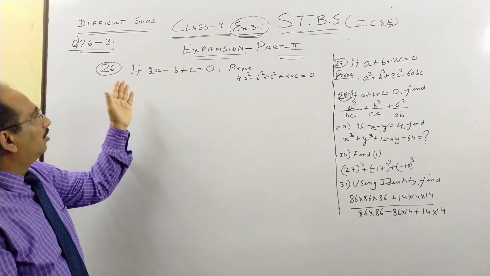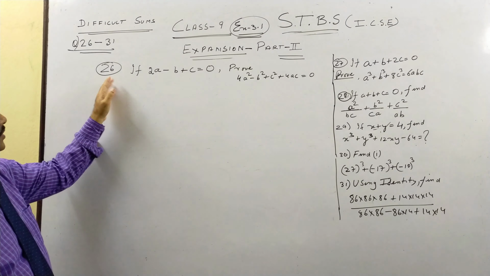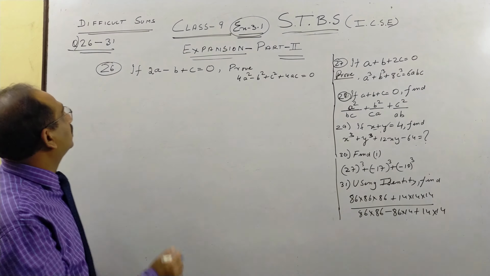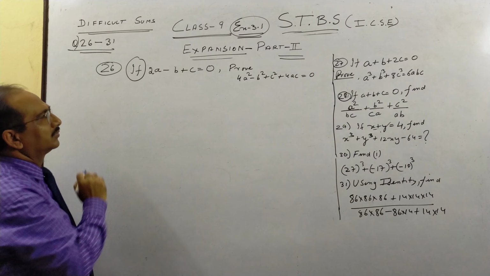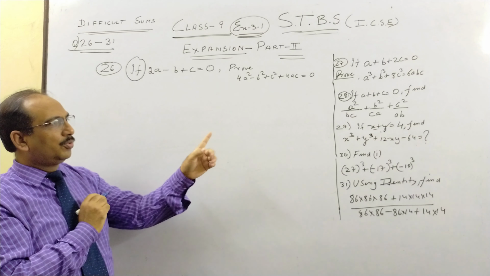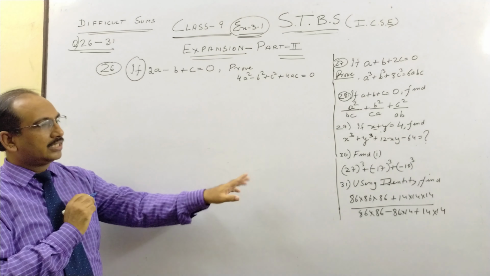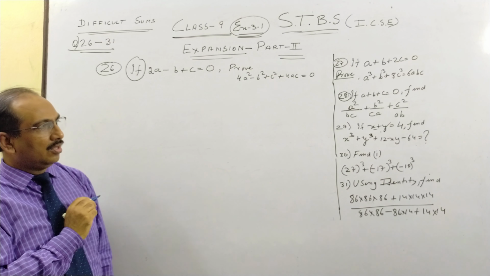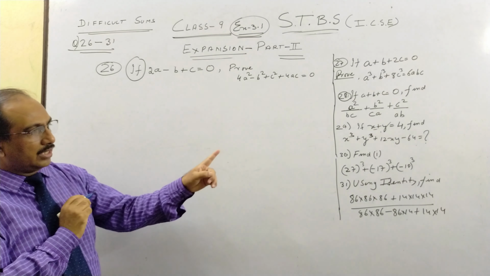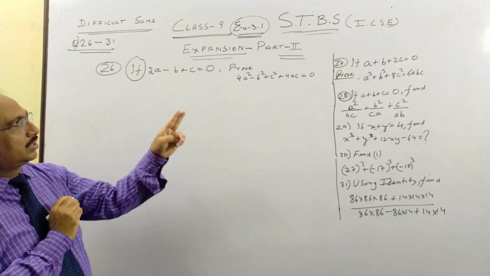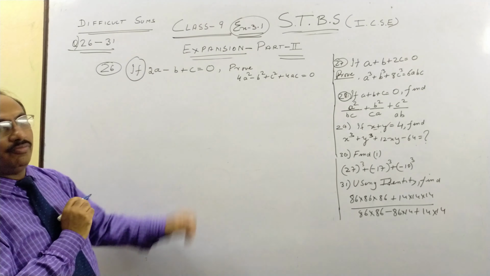So this first question, if you see, question 26, this is given. See, the first 3 questions we have "if", then you prove something. And the last 2 questions, if you check, boys, it is "find". We have to find the value, 29, 30 and 31. Okay, so 2 questions are find and these 3 questions we prove.